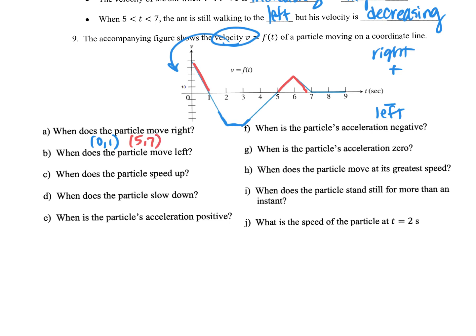Okay? When am I moving to the left? To the left, to the left. 1 to 5. Agreed. Left just means I have negative velocity. Anything under that x-axis, we got 1 to 5 there.